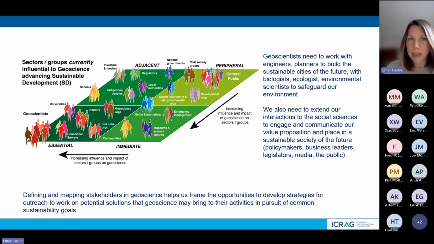And some examples, I suppose, are around getting geothermal projects over the line with policymakers, business leaders, legislators, making sure that we're communicating what's needed and what we require to enable it. So defining and mapping stakeholders in geoscience can help us frame the opportunities to develop strategies for outreach, to work on solutions that geoscience may bring towards the sustainable goals.